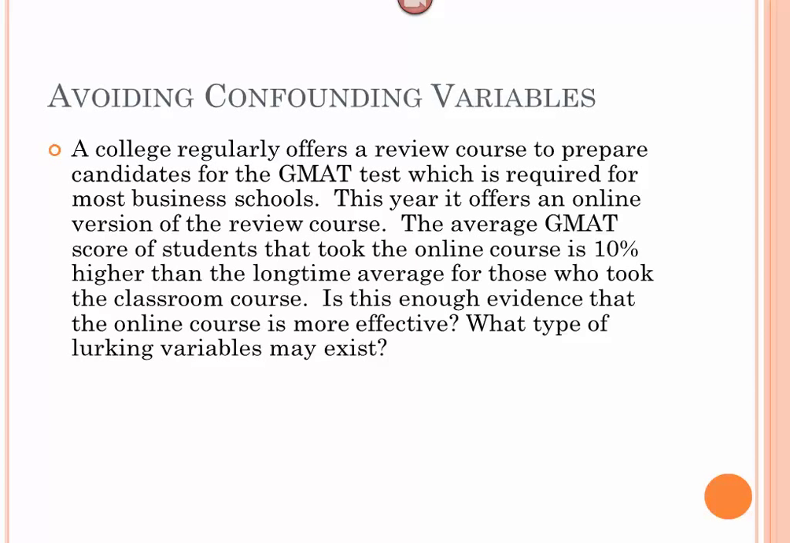The average GMAT score of students that took that course online is 10% higher than the long-time average for those who took the classroom course. Is this enough evidence that the online course is more effective? What type of lurking variables may exist? Think about this for a minute, pause the video, and think about what type of confounding variables we may have here and why this isn't really a conclusion that we can draw with much confidence.